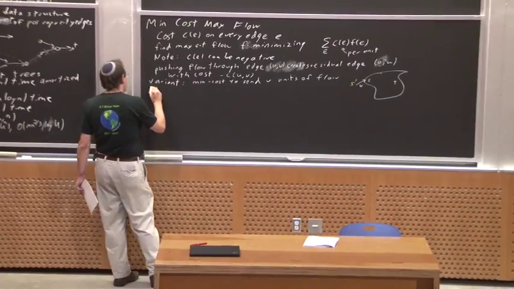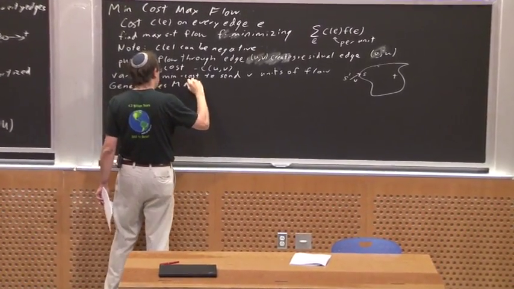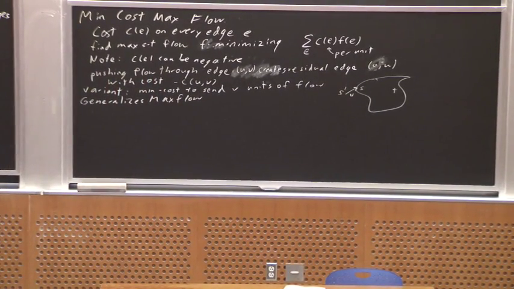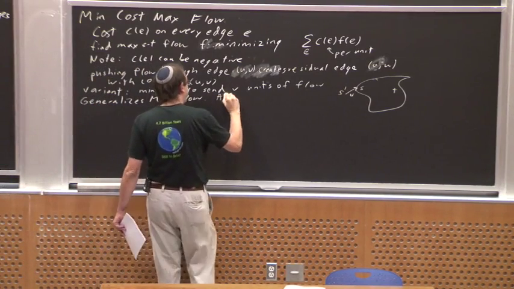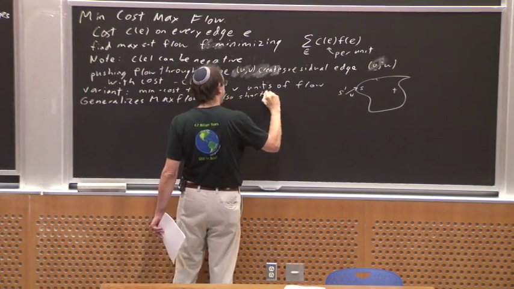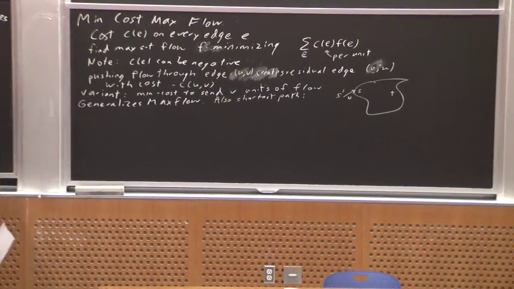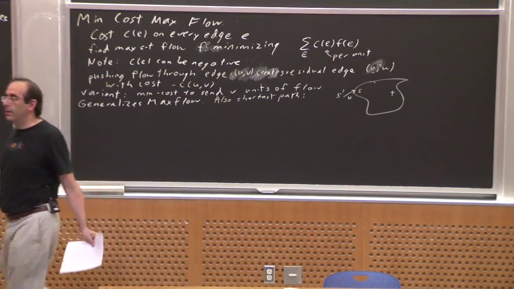Now, clearly this problem generalizes max flow because it is stated as a generalization of max flow. However, I will argue that it also generalizes shortest path. So suppose that I tell you, here's my graph, unit capacities. I want to send 1 unit of flow from S to T. What's the cheapest way to send 1 unit of flow from S to T?